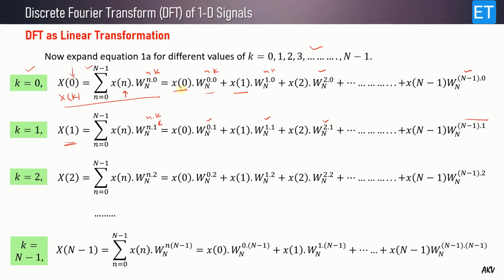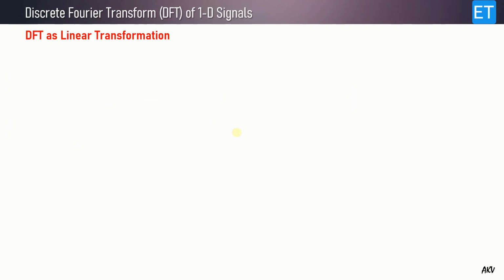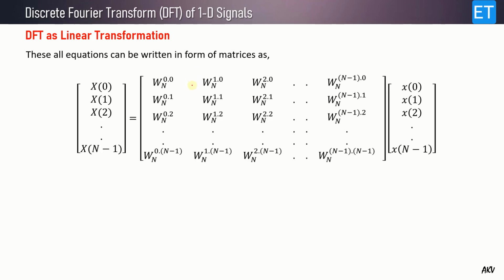In all these equations you will find that x0 is here, x0 is also here, x0 is also here. Similarly you will get xn, x1, x1, x1, x1, x2, x2, x2 and xn minus 1, xn minus 1 like that. Okay, and all these values are multiplied with these Wn. So that means I can write these n number of equations in form of matrices. So let's see how. So I can write these n number of equations like this.